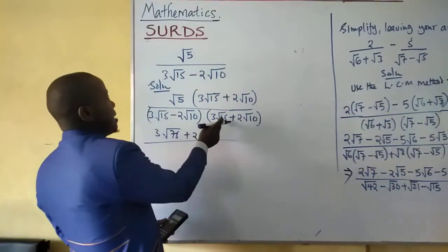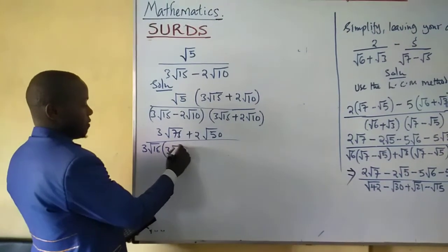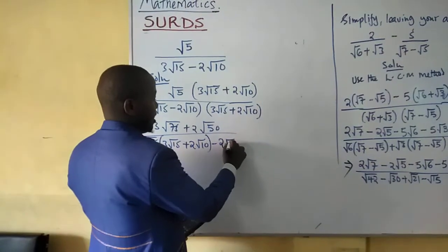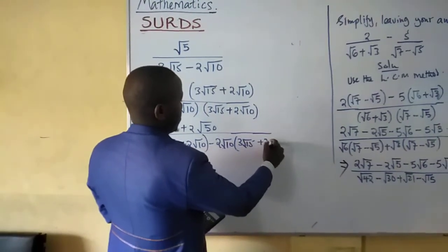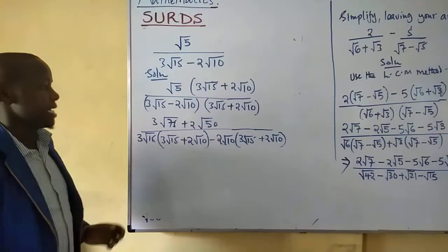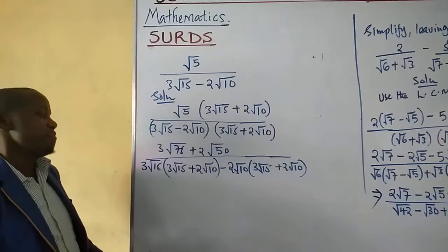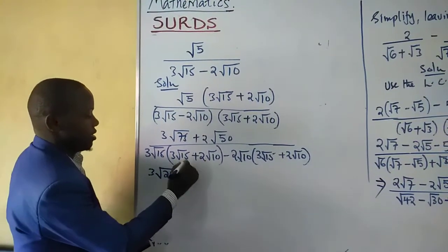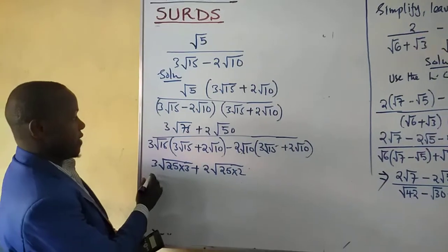3 root 15 times 3 root 15, or we can just go stepwise, plus 2 root 10, then now negative 2 root 10, with again everything, like that, so that you may expand step by step. In the numerator, we can check that 75, there is 25 by 3. Therefore, this will be 3 into root 25 times 3 plus 2 into root 25 by 2. Like that.